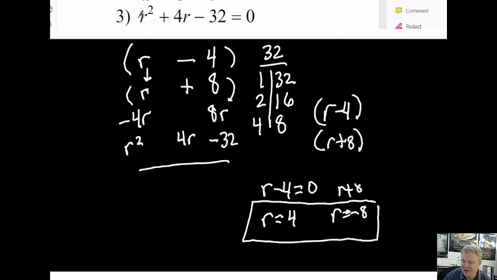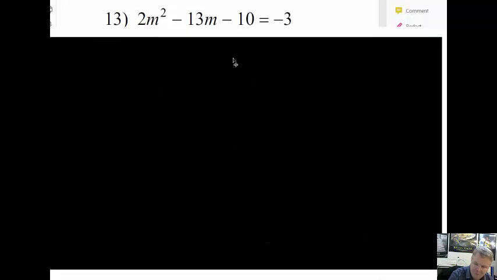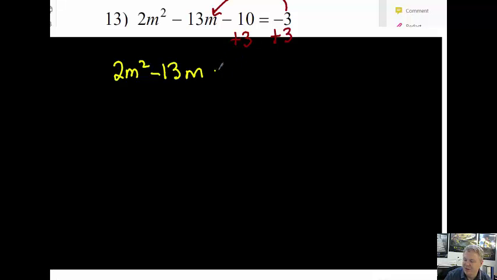So now let's look at one where A is not 1. All right, here we go. Let's look at this problem. The very first thing when you're graphing or trying to solve is that it has to be equal to 0. So I have to move that 3 over here with this -10. So we'd have to add 3 to both sides. If I do that, that's going to give me 2m squared minus 13m, and -10 plus 3 would be -7, and that's equal to 0.